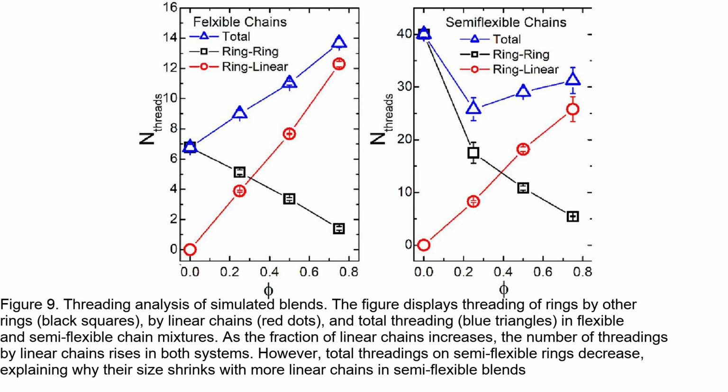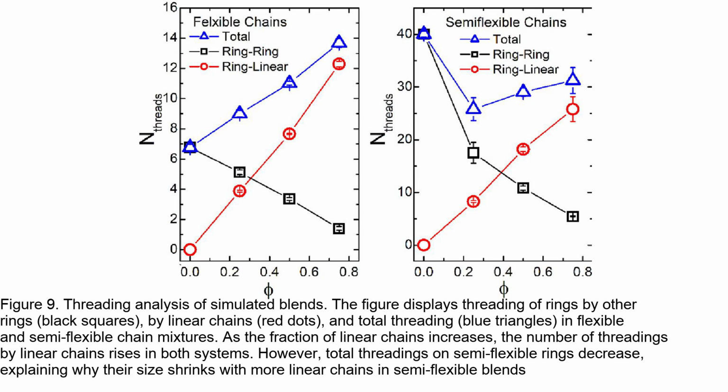Figure 9 of the paper shows the threading analysis of simulated blends of ring and linear polymer chains. The figure displays the threading of rings by other rings, by linear chains, and the total threading of rings as the fraction of linear chains increases in both flexible and semi-flexible blends. The results show that the number of threadings by linear chains increases with the fraction of linear chains in both systems. However, the total threadings on semi-flexible rings decrease, explaining why their size shrinks with more linear chains in semi-flexible blends.